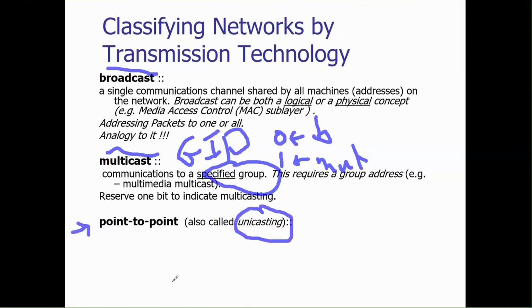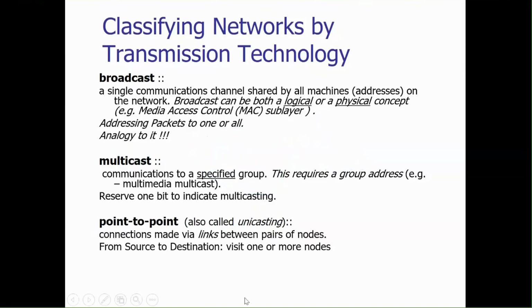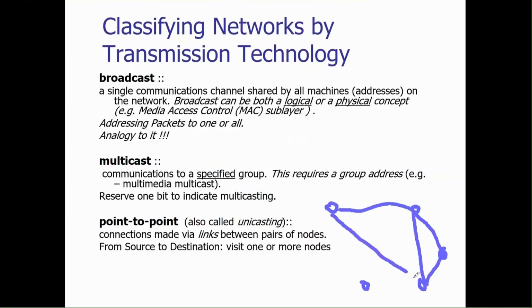Now, finally, a point-to-point, which is the most common, unicast. It's point-to-point, as you would expect. We have nodes and links. So these are nodes, and they're connected with links. Not everybody's connected, depending. Suppose like this, or it could be like this.